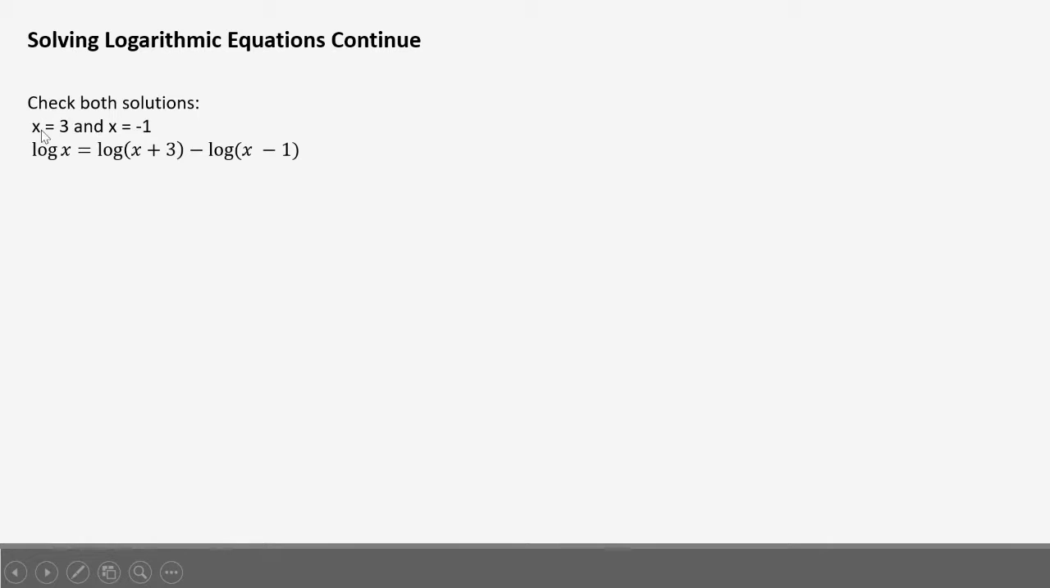To check both solutions, right? It's going to be x equals 3 and x equals negative 1. So this is the original logarithmic equation. I'm going to plug in negative 1 and 3 for the x values. Okay, so here we go. Here's my equation. I'm going to plug in negative 1 there for the x, negative 1 here for this x, and negative 1 here for this x.